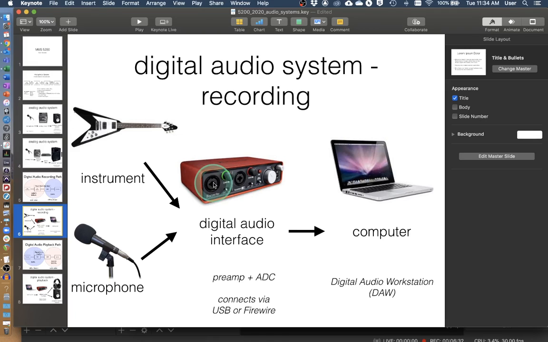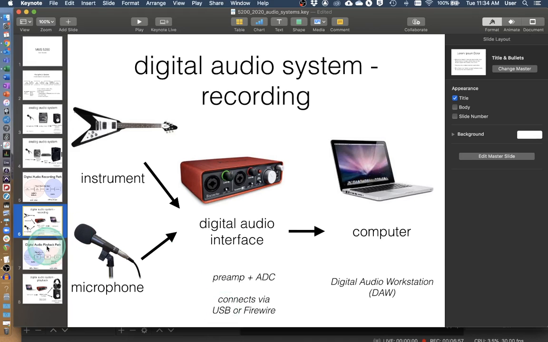And so the inputs are going to be analog, but the output will be by USB or I have FireWire on here, but FireWire is becoming less and less of a thing. Mostly it's just USB. So a USB cable carries data to a computer, and your computer can then understand what's happening with the audio, because it's been encoded.